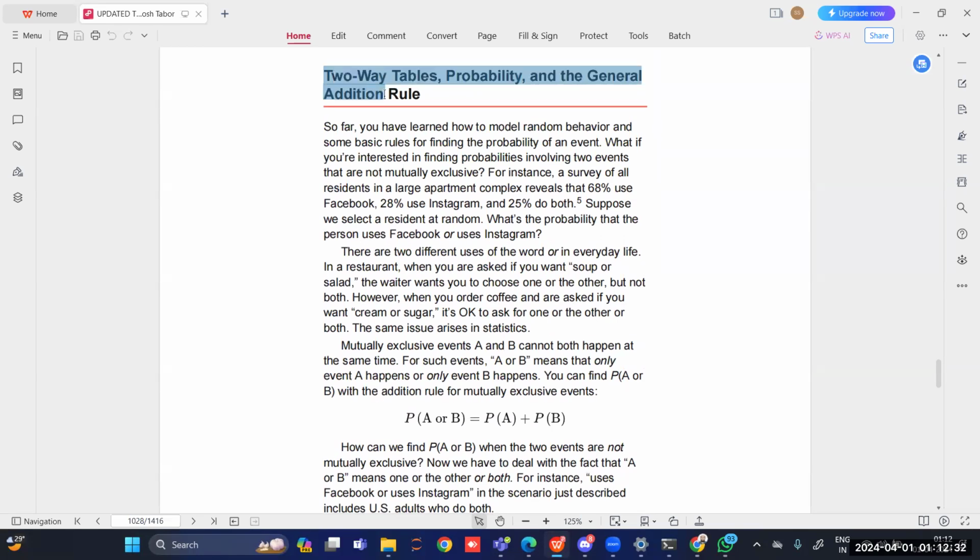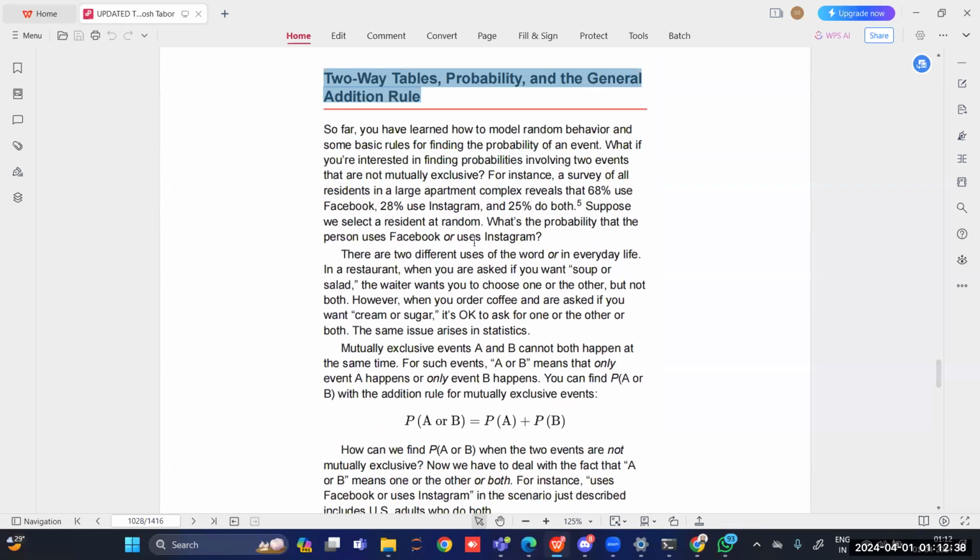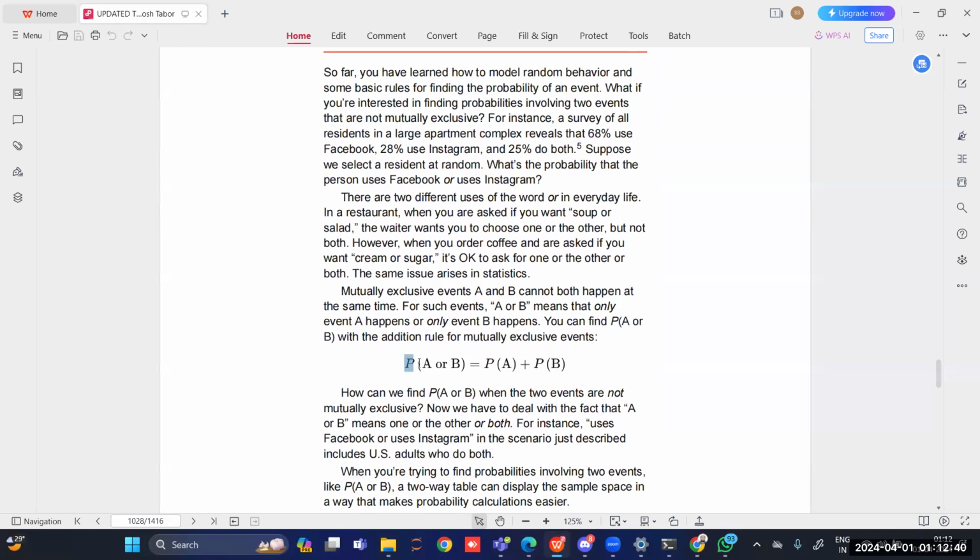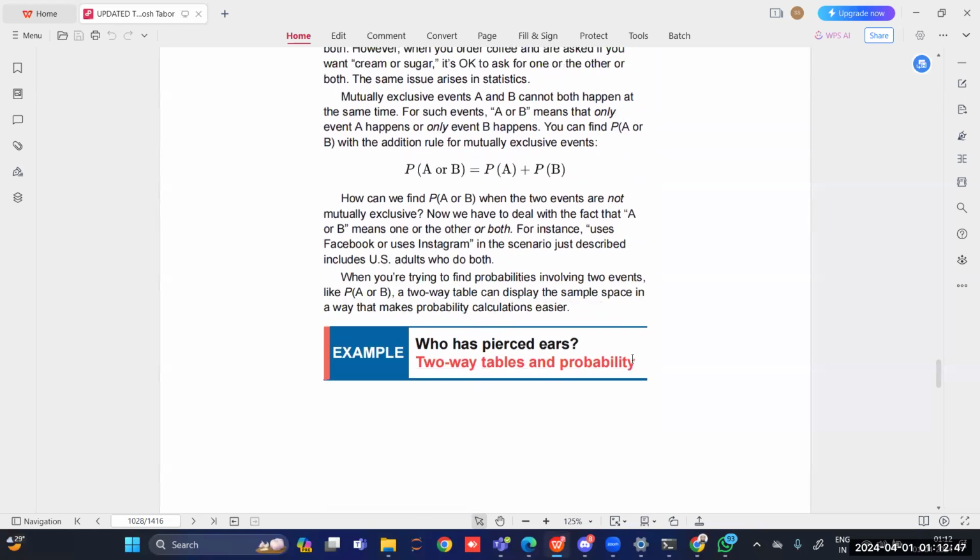I have not read this further, but I know this. This is known as the general addition rule. This is the general addition rule. This is a specific one, for when the events are mutually exclusive. If they are not mutually exclusive, then we use the general one, and I have shown you how it comes about.